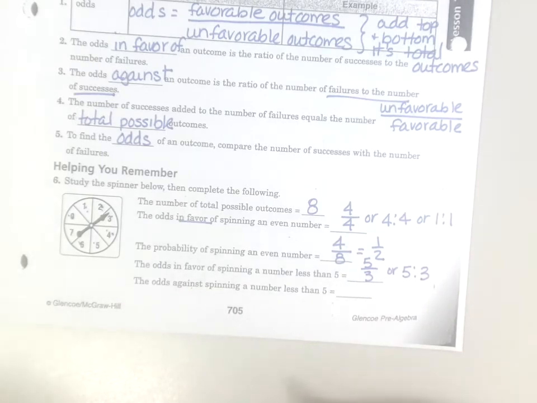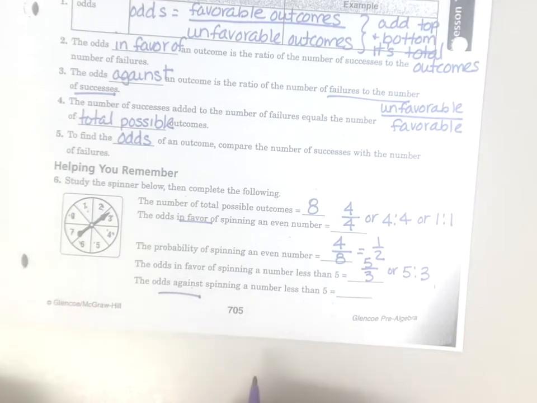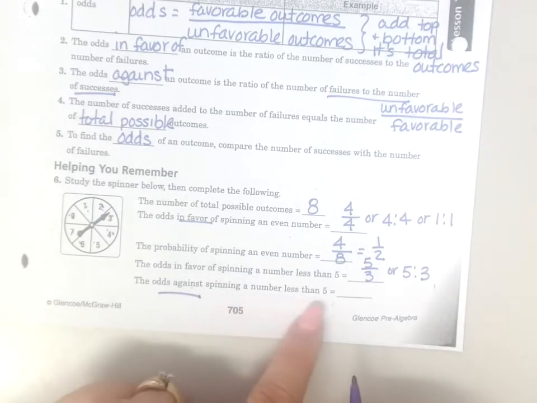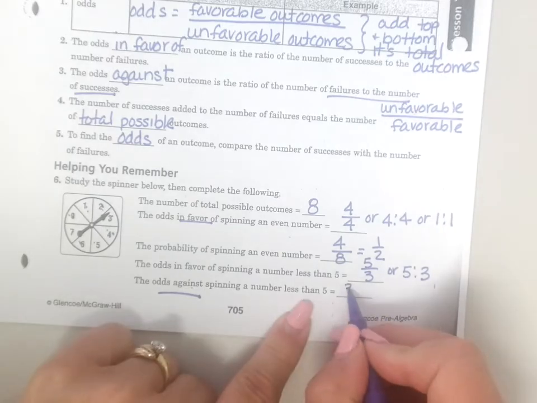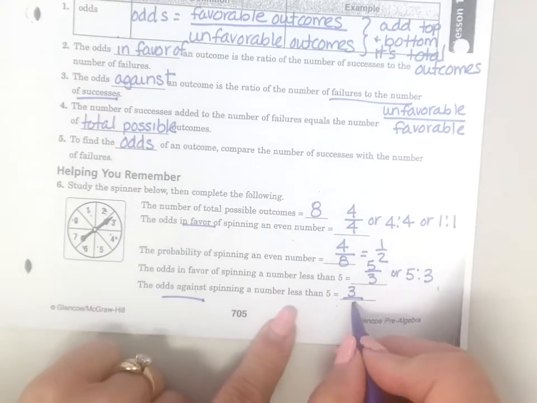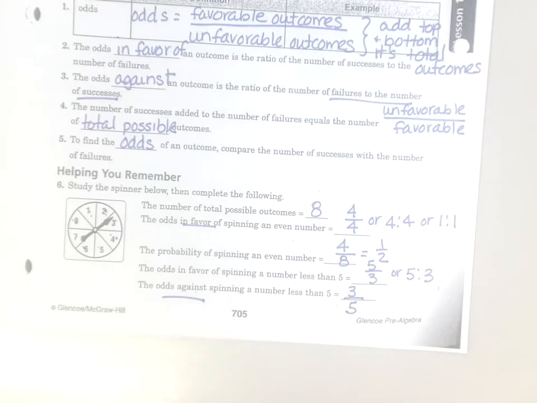The odds against spinning a number less than 5, the odds against means what you want to happen goes on the bottom. So spinning a number less than 5. So there are not less than 5 on the top and less than 5 on the bottom. So when it's against, it goes backwards. Okay? Go ahead and flip it.